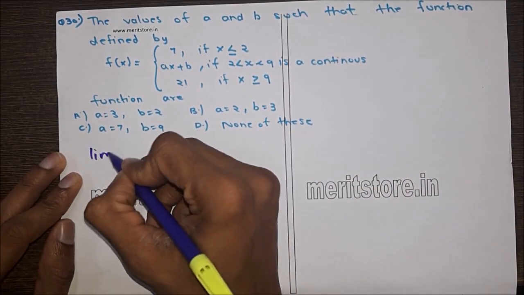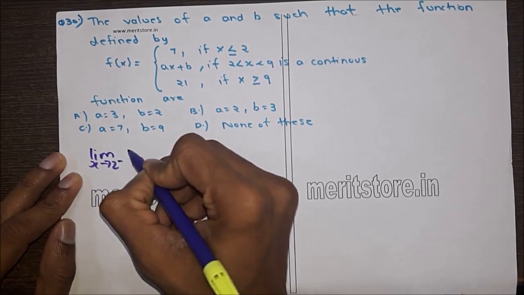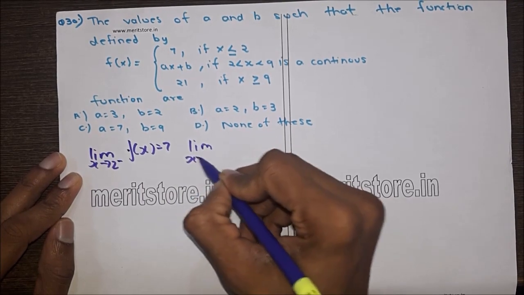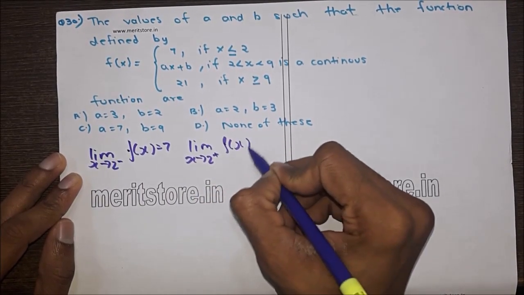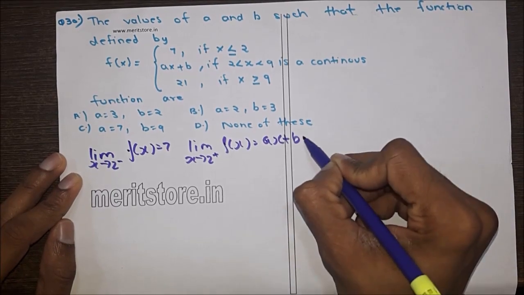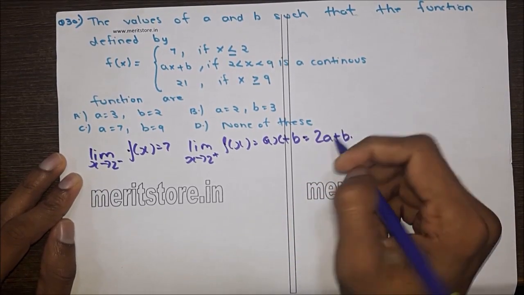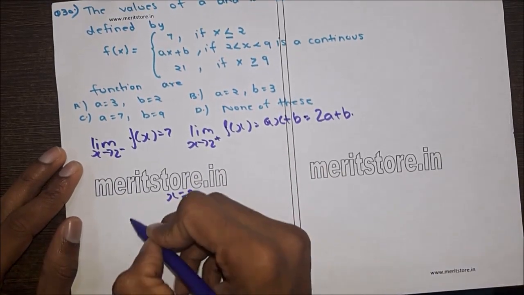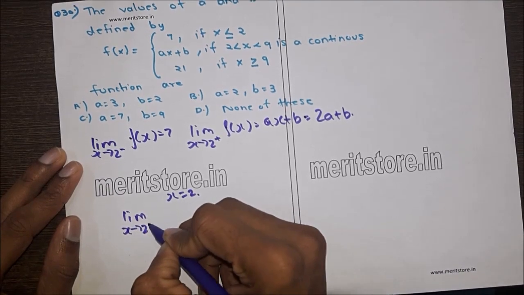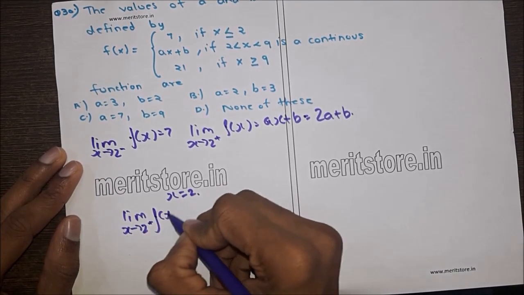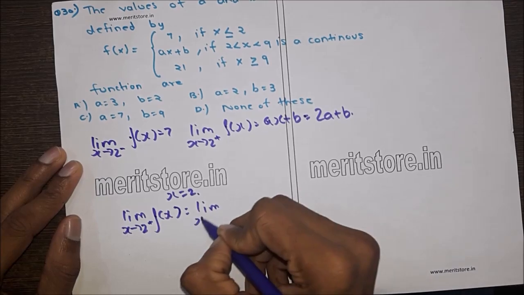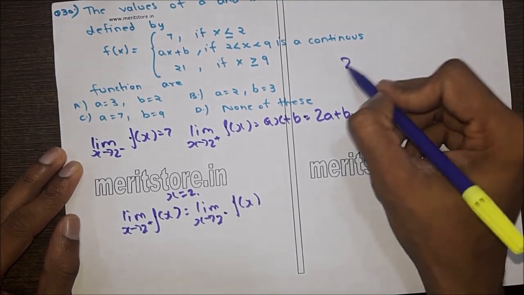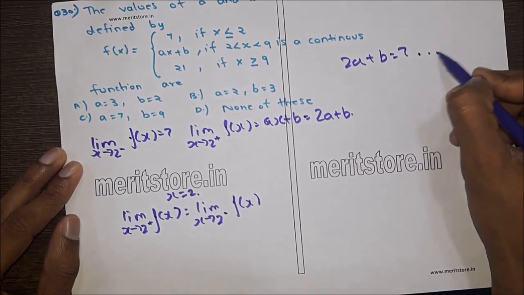Limit x approaches 2 from the left hand side of f x is equal to 7, and limit x approaches 2 from the right hand side of f x is equal to ax plus b, equal to 2a plus b. Since f of x is continuous at x equal to 2, we can write this as limit x approaches 2 from the right hand side equal to limit x approaches 2 from the left hand side. Therefore we get 2a plus b equal to 7. Let this be equation 1.